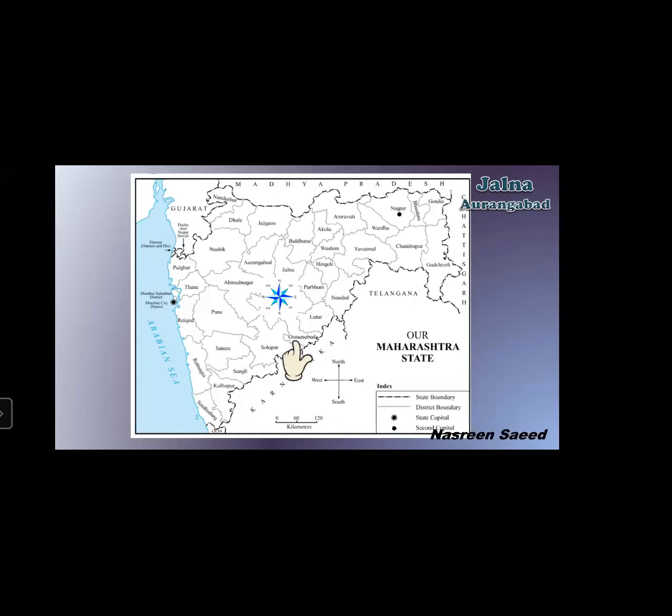Then, which district is to the south of Bid? Can you understand which district it is? Yes, it is Usmanabad. Then which district is there to the east? Yes, it is Parbhani. Now in the west we have Ahmednagar. So this way, these districts are surrounding Bid district. Okay.